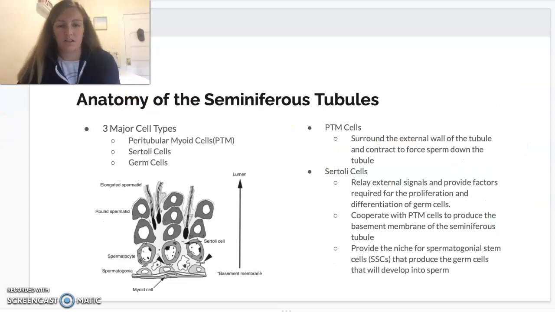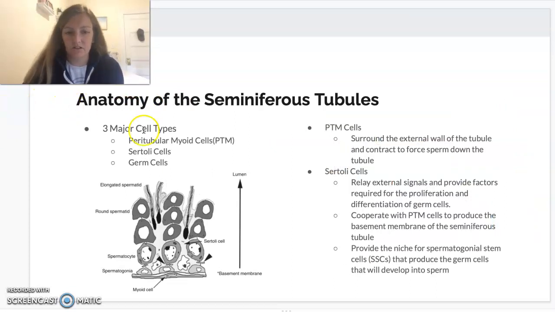Moving on, we'll talk about the anatomy of the seminiferous tubules first. There are three major cell types. There's the paratubular myoid cells, also known as PTM, the Sertoli cells, and then the germ cells. The PTM cells surround the external wall of the tubule and contract to force sperm down the tubule.